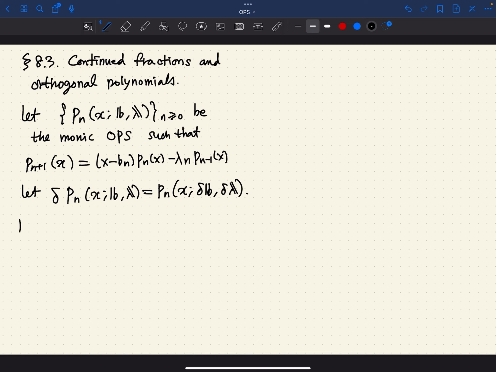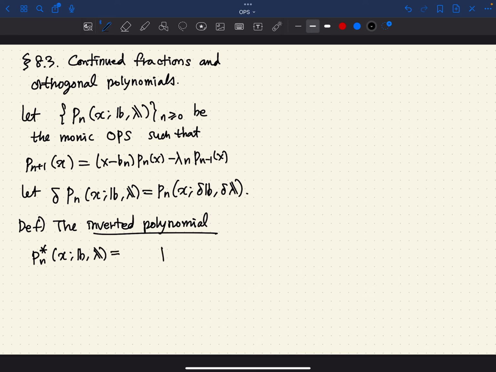And we need to define one more. The inverted polynomial, which I write as p n star x b lambda, is, as the name suggests, you just replace x by x inverse. But of course, this is not a polynomial. But if you multiply by x to the n, it's now a polynomial. So this is the definition of the inverted polynomial, okay?